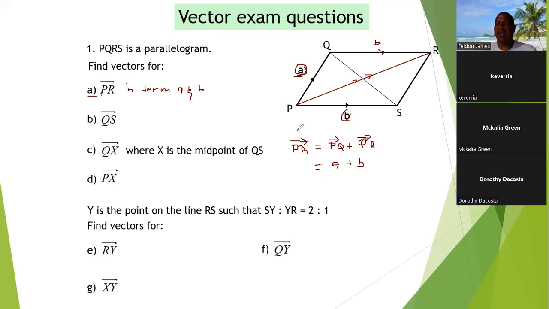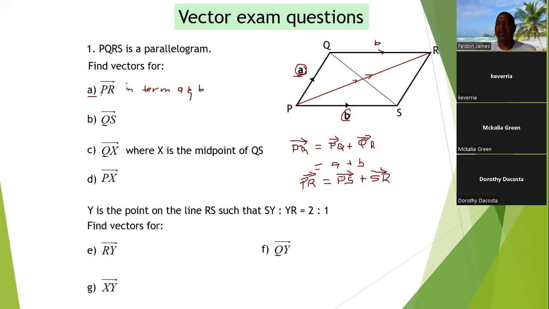If we go the other way, from P to S and then P to R, so we would have PR equal to PS plus SR.